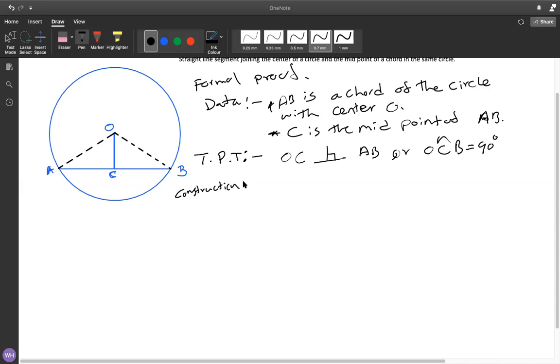Construction: join the points OA and OB. Okay, now you can go for the proof. I've written it here, so it will be crystal clear. Okay, no, we'll write it here.